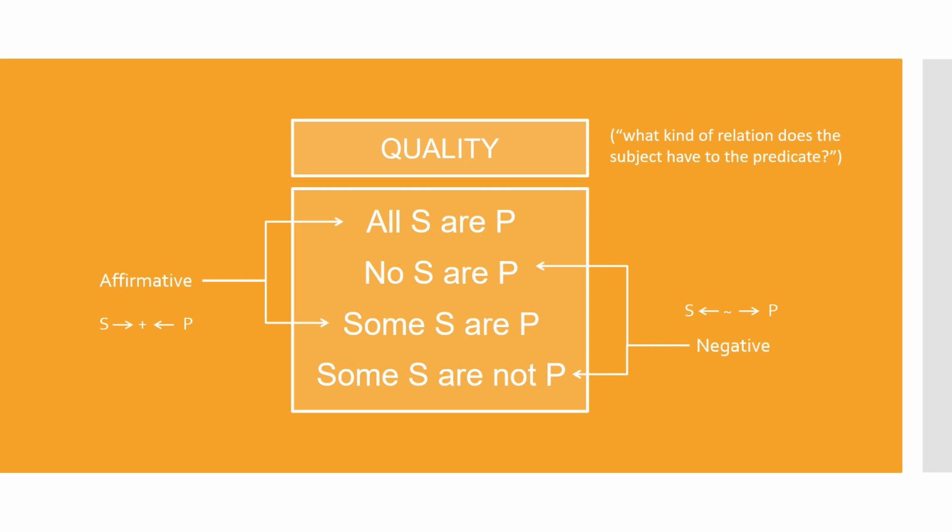So when I say no S's are P's, I mean absolutely no subject terms will ever fit into the class or category of predicate terms. Or if I say some S's are not P's, I'm saying there's at least one S that does not fit into the class or category of P. So the distinction between affirmative and negative is best thought of as essentially either putting together the classes for an affirmative or separating the two classes for a negative.